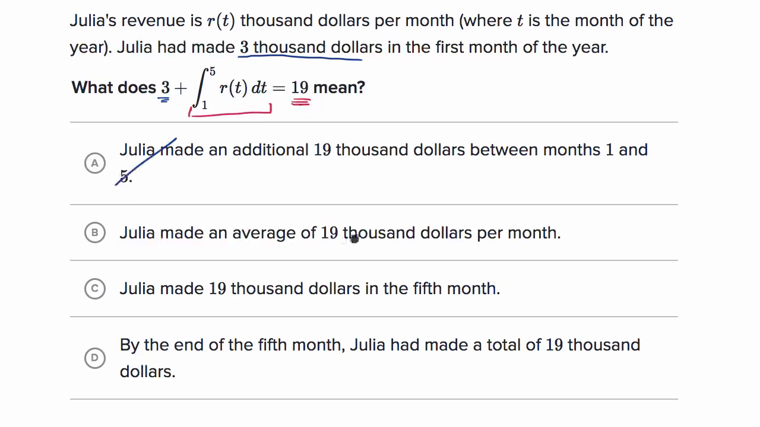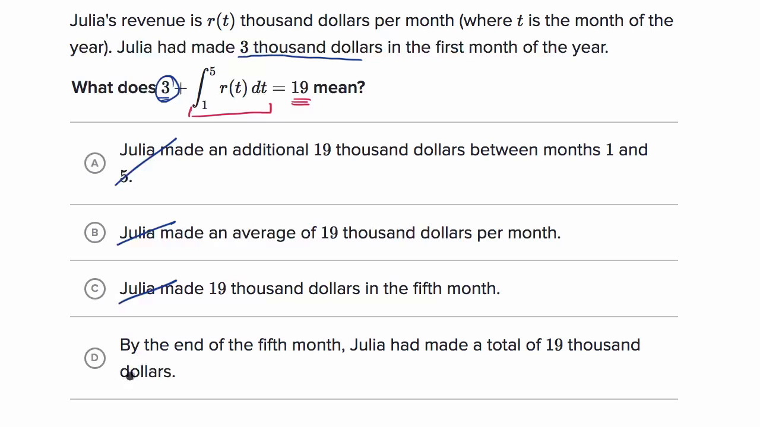Julia made an average of $19,000 per month. Well, once again, that's also not right because we already just said from the beginning, from time 0 all the way until the 5th month, she made a total of $19,000. Not the average per month is $19,000. Julia made $19,000 in the 5th month. Once again, this is not just saying what happened in the 5th month. This is saying we have the $3,000 from the first month, and then we have the additional from between months 1 and month 5. So that's not that.